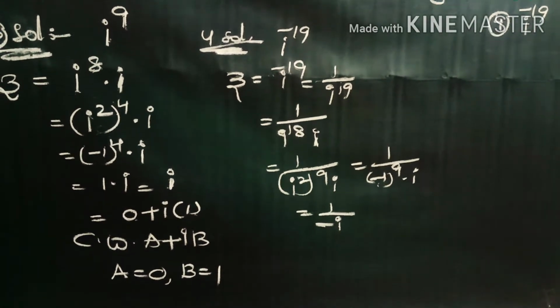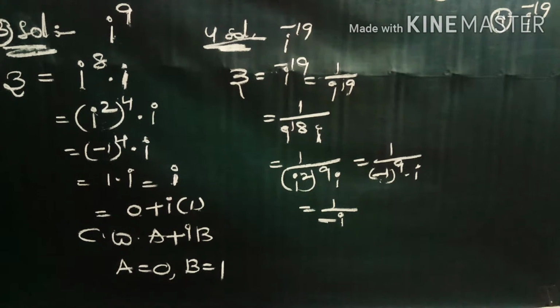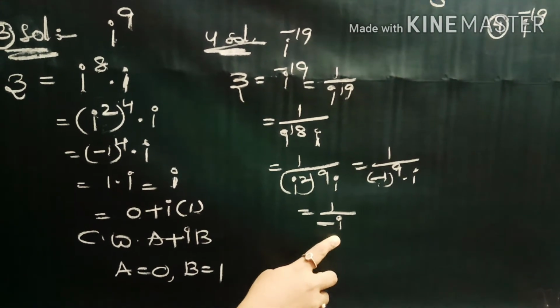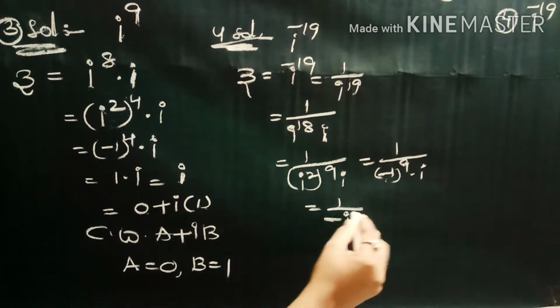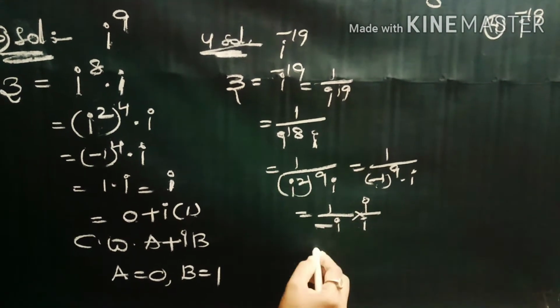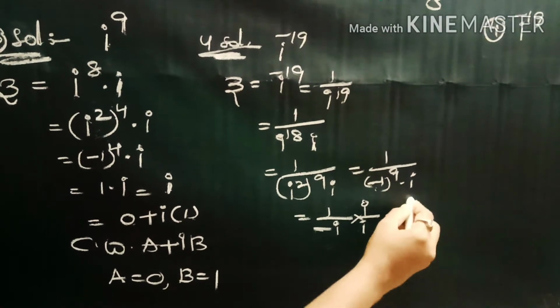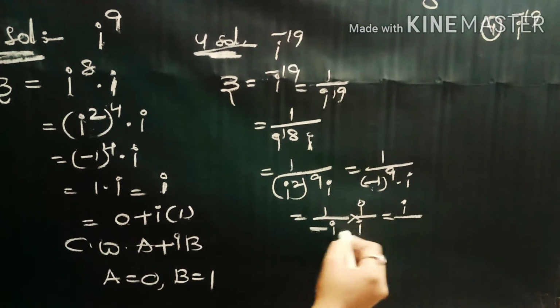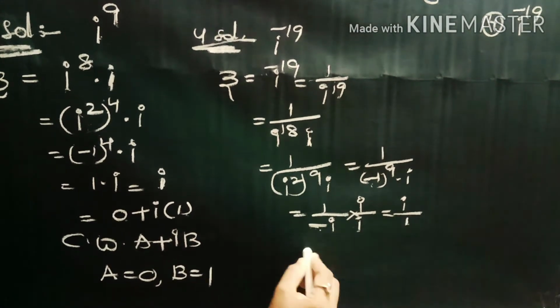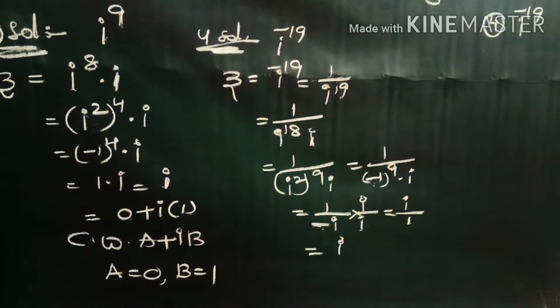Now this is not in the form of a plus ib, since it contains i term in the denominator. So to remove the i term in the denominator, we rationalize this term. That is, we are multiplying this fraction by i. Then it becomes i by minus i square. Minus i square is equal to plus 1, since i square is equal to minus 1. So finally it returns the answer i.